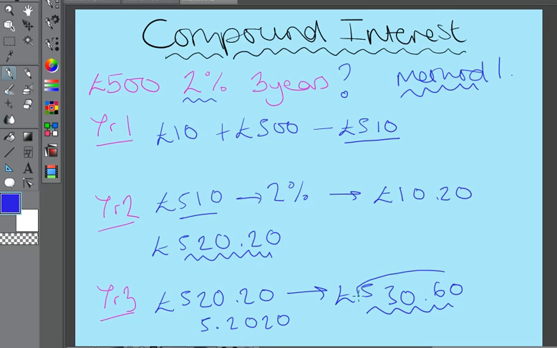So that's the answer. That would be our final amount after our 3 years. However, like I said, that's quite a long-winded way of doing it.